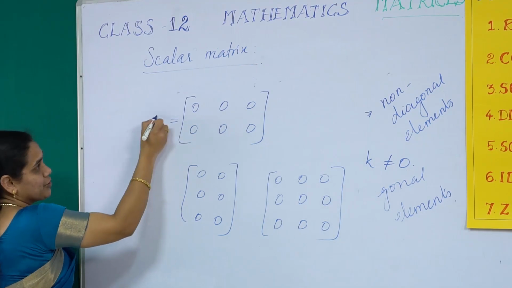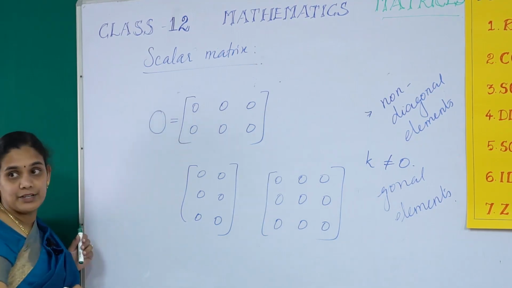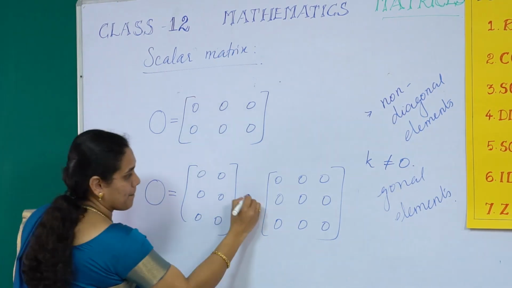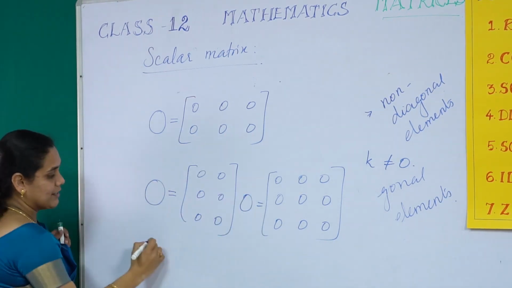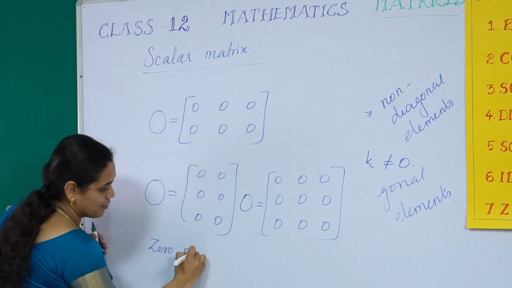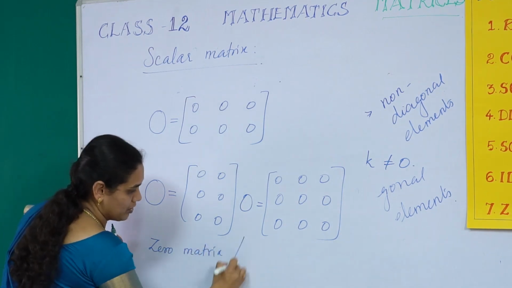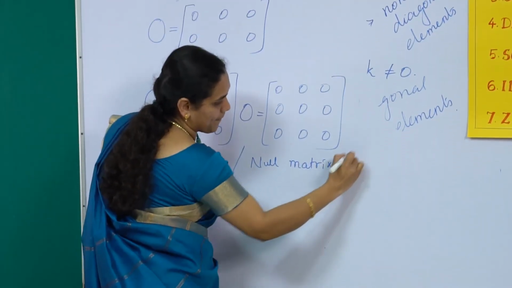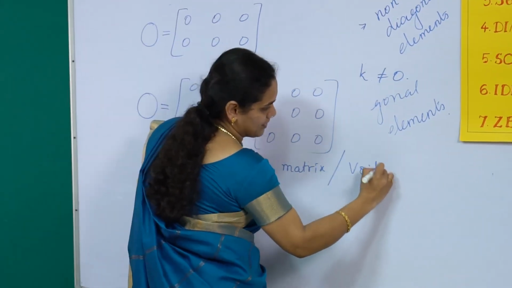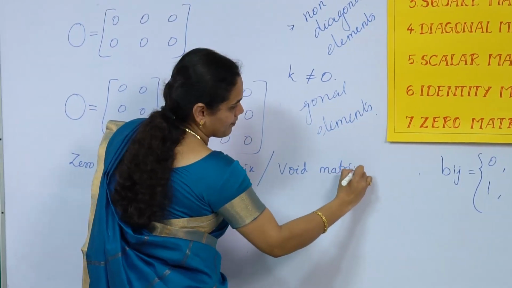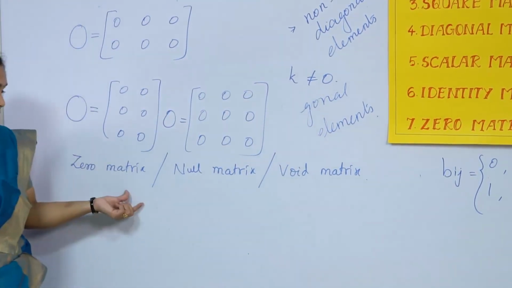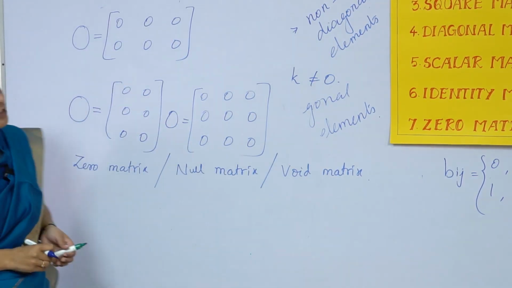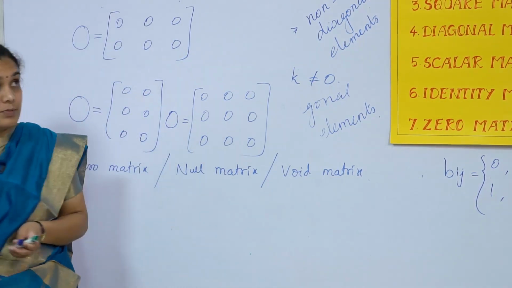This is usually denoted by O, capital letter O. O represents the 0 matrix. We can say it as 0 matrix, null matrix or void matrix. Okay, that's all. We have the types of matrices.